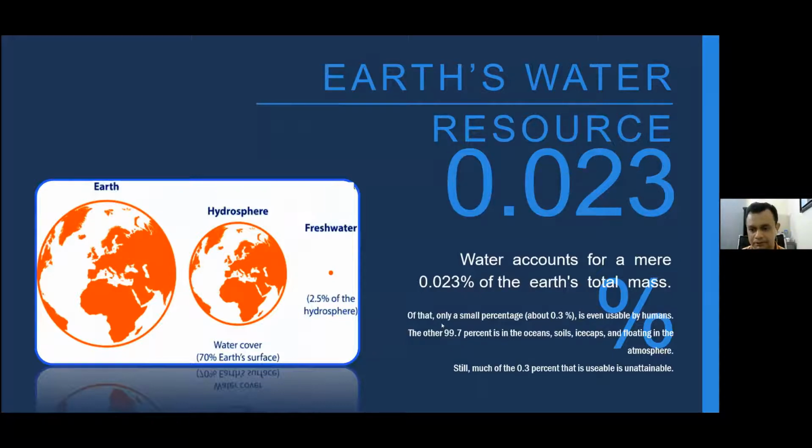But of that mass, only a small percentage, we can say about 0.3%, is even usable by humans. That is a very important thing. Only about 0.3% is even usable by humans. So the other 99.7% is in the oceans, soils, ice caps, and floating in the atmosphere. Much of this 0.3% is unattainable, so even the usable portion is sometimes unattainable. So we have to think about this very little amount of usable water for water resource management.